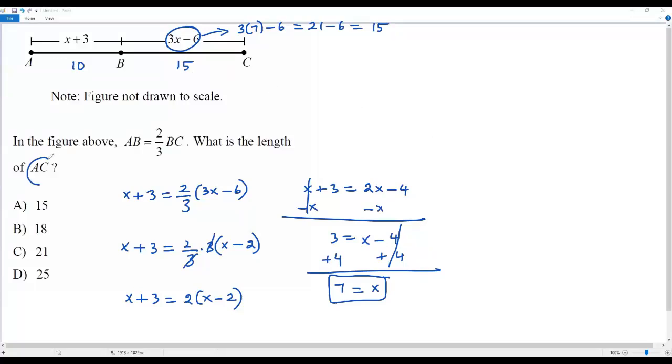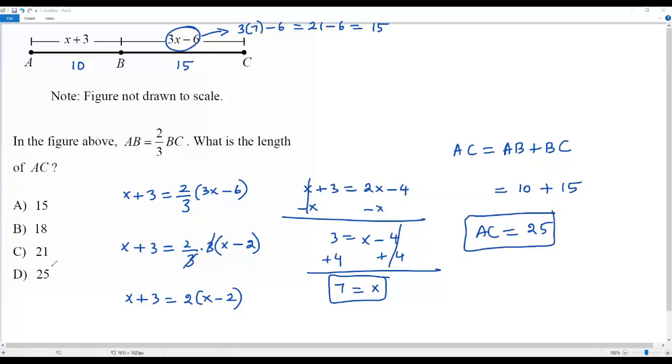Okay, according to the question, we have to find the length of AC. So AC equals the length of AB plus the length of BC. It is AC equals AB + BC. So we know that the length of AB is 10 and the length of BC is 15. So when I add 10 + 15, I am getting 25. So the length of AC is 25 units. The correct answer choice for this question is option D.